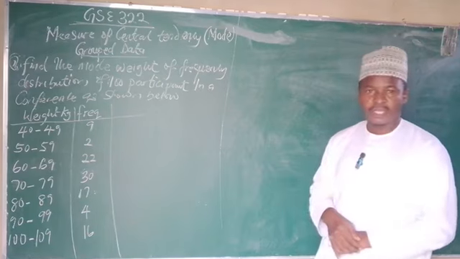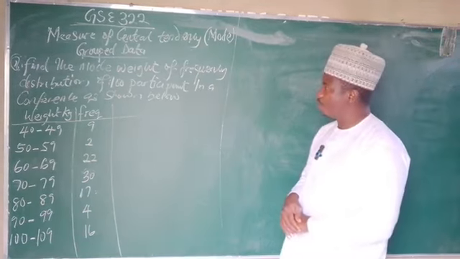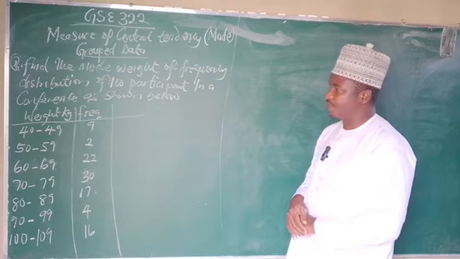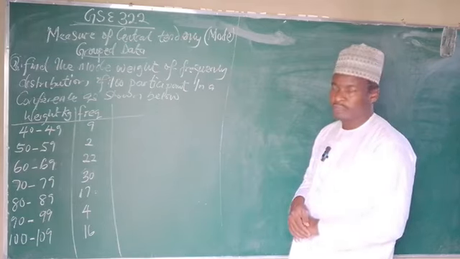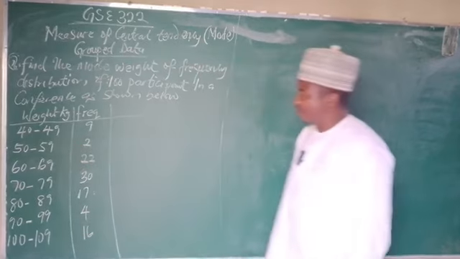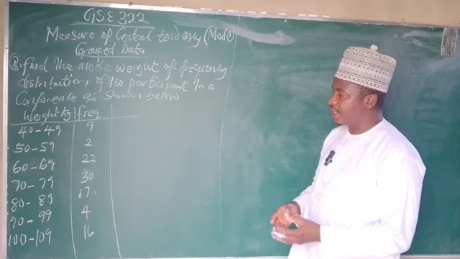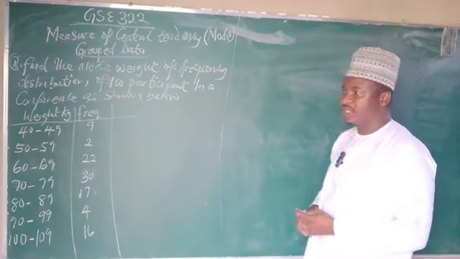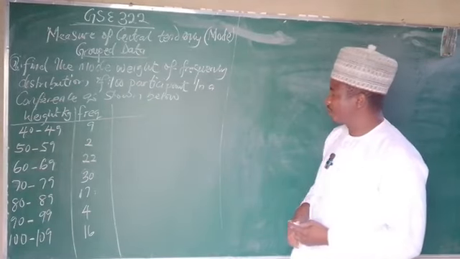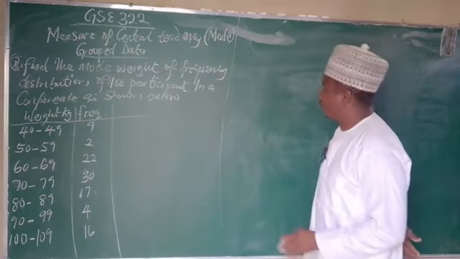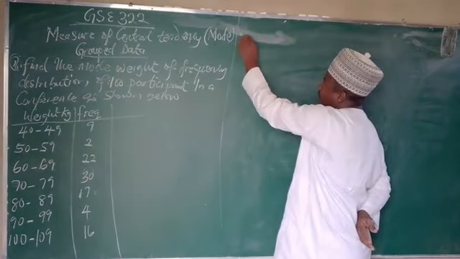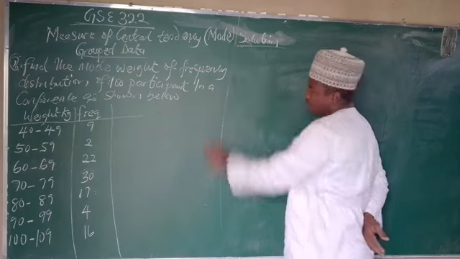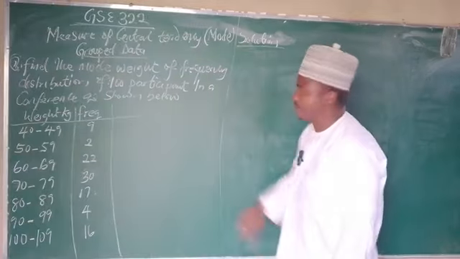On the board, we have the question that says find the modal weight of the frequency distribution of 100 participants in a conference as shown below. So here is the table given to us, and we are asked to find the mode weight of the 100 participants in a conference. So now, let's do the solution here, because as usual we are going to extend the table.